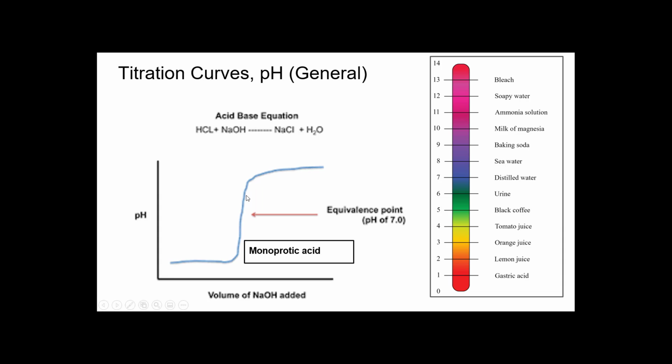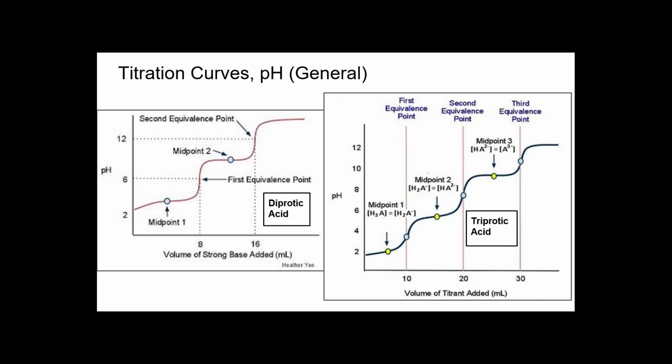It's going to go from clear to a change of color. So this is how it works. The pH goes up as the sodium hydroxide is added, until eventually the color change happens and the titration is over. That is for a monoprotic acid.